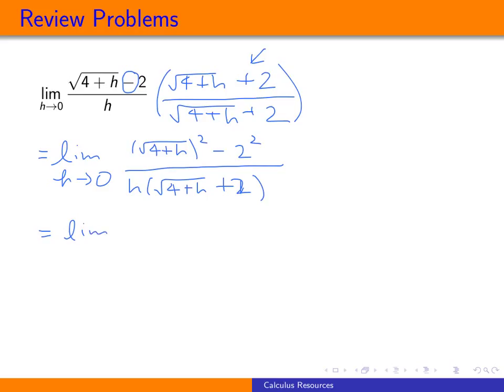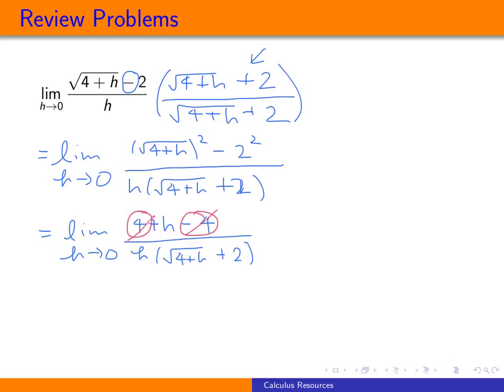Let's simplify that numerator. And the fantastic thing about having a square root squared is that the square root goes away. So that's what multiplying by the conjugate did for us. And then minus 2 squared, which is a 4, all over h times the square root of 4 plus h plus 2. Now in my numerator, I have a plus 4 and a minus 4, so they cancel. So I'm left with the limit as h goes to 0 of h over h times the square root of 4 plus h plus 2.